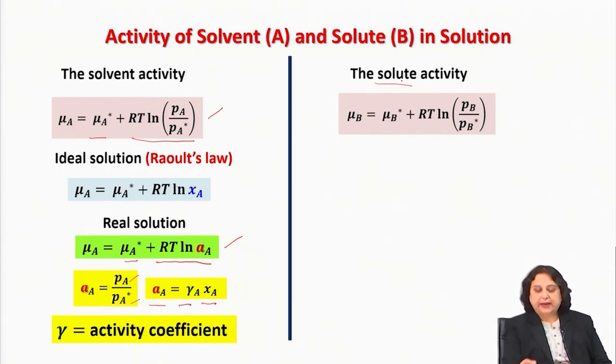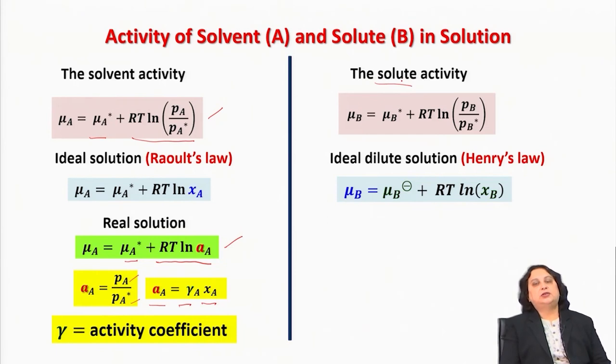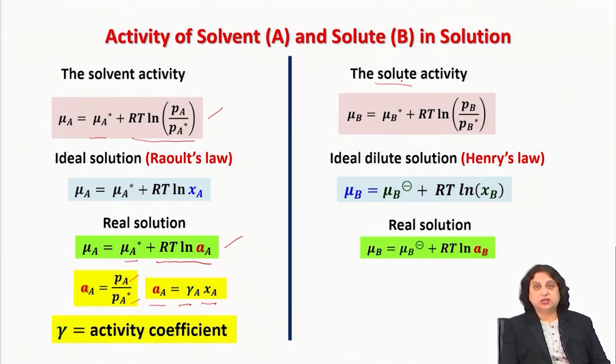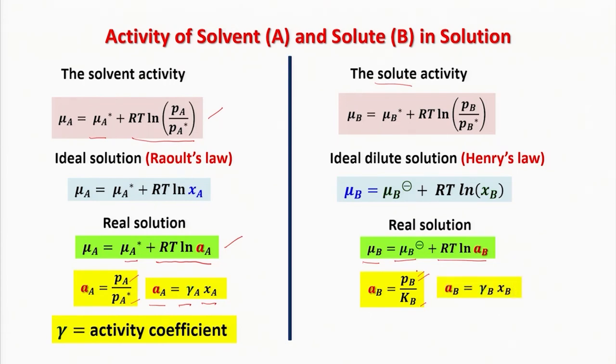Now, going back to the solute activity, I understand that in an ideal dilute solution, the solute would obey Henry's law. And therefore, in the case of a real solution, I would write down the chemical potential of the solute as mu B naught plus RT ln AB, where once again, AB is PB by KB. So, this is the situation where I have the partial pressure exerted by the solute in the vapor phase when it is in contact with the real solution A plus B. And here, once again, the activity is given in terms of gamma B times XB. As you understand, if I had an ideal dilute solution, this ratio would have been replaced by XB.